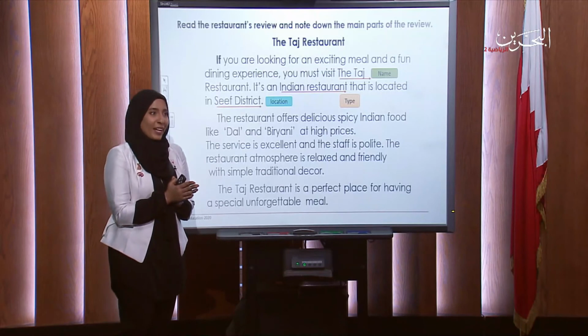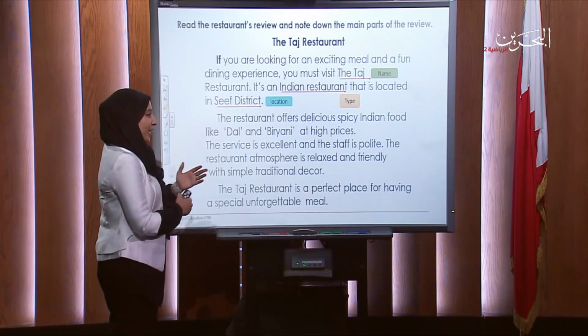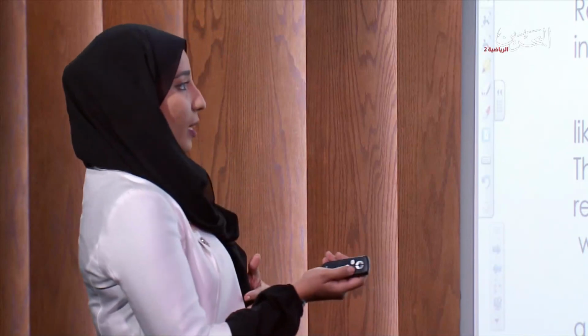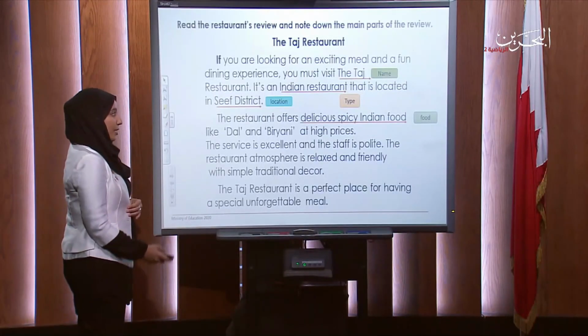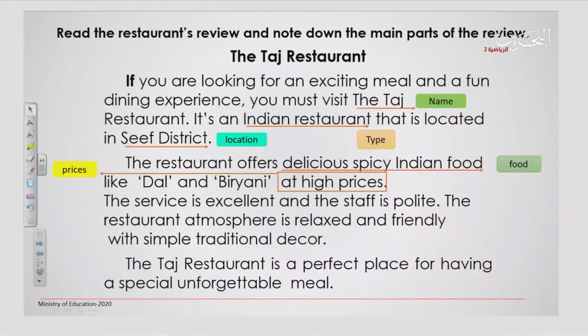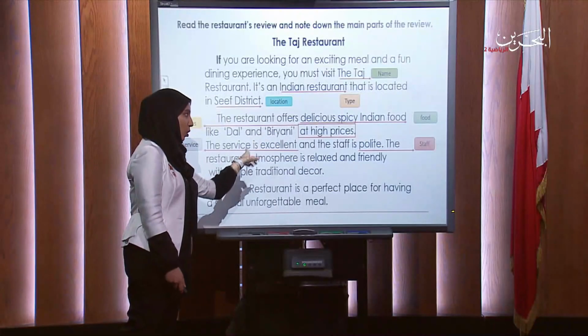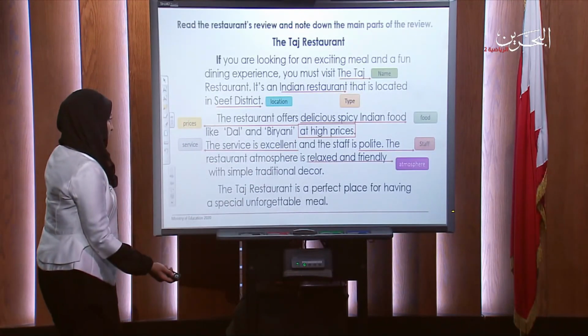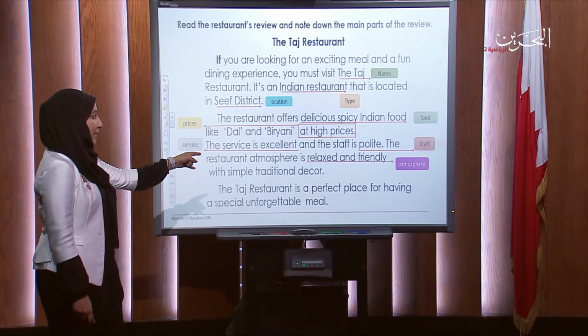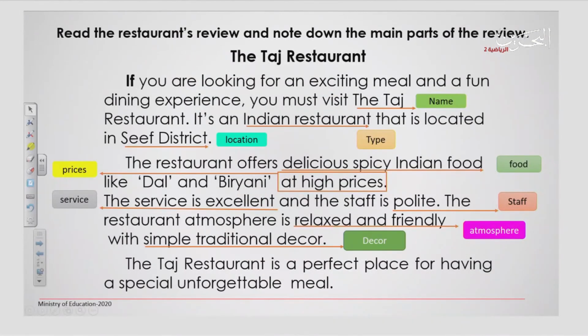Time is up. I'm expecting the answers to be all correct because we kept repeating it all over. But let's check. Food. Delicious, spicy Indian food. At a high price. The prices. What else? The staff, or the service. The service is excellent and the staff is polite. And because the 2 points are positive, and. The atmosphere. Relaxed and friendly. The decor, simple, traditional decor.